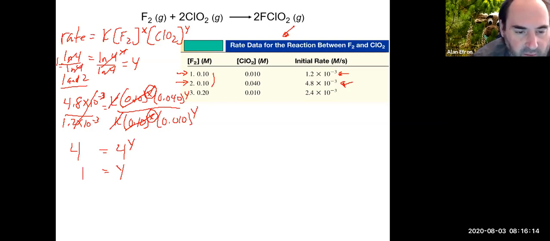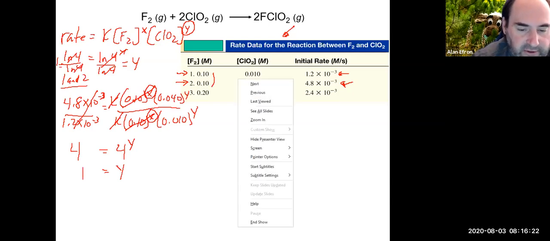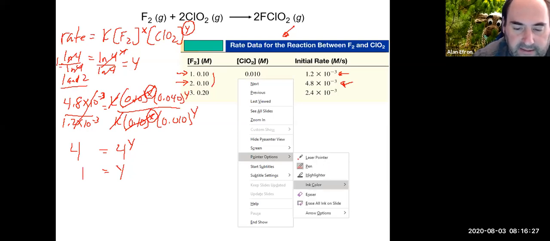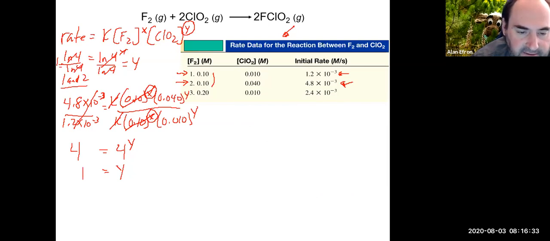All right, so now that we figured out Y here is 1, we want to go back to the table and choose 2 more entries. We want to do the same thing: choose 2 entries where one remains the same and the other varies. But at this point, since we kept F2 constant, we now want to keep ClO2 constant, which is our other variable. In this case, number 1 and number 3 keep the ClO2 concentration constant. So that's what we're going to put into our setup. We're going to go with 1 and 3 here.